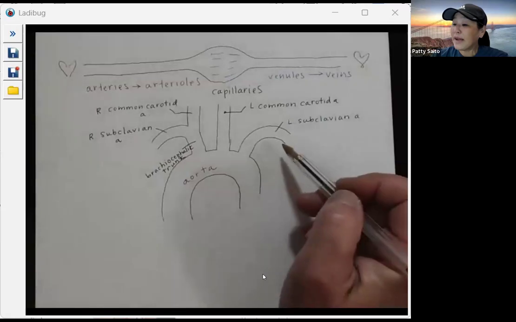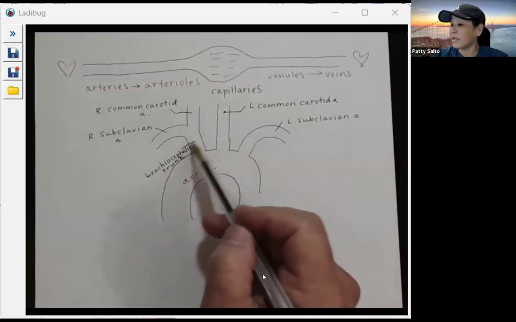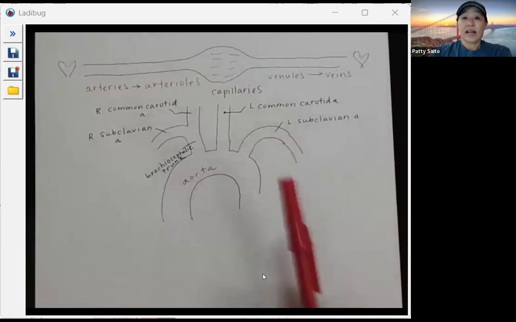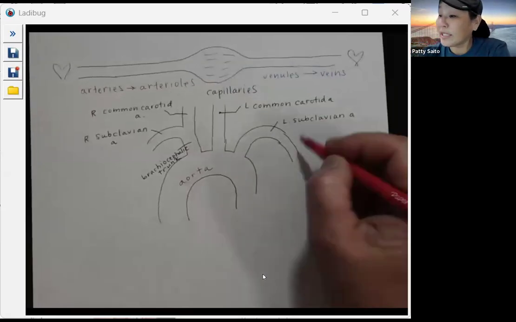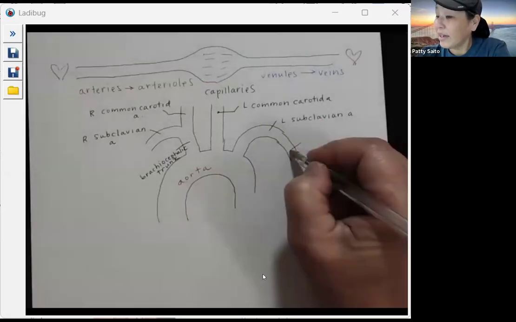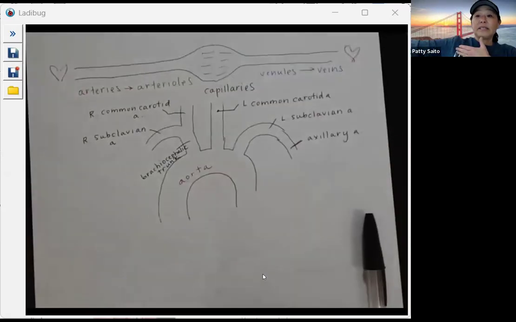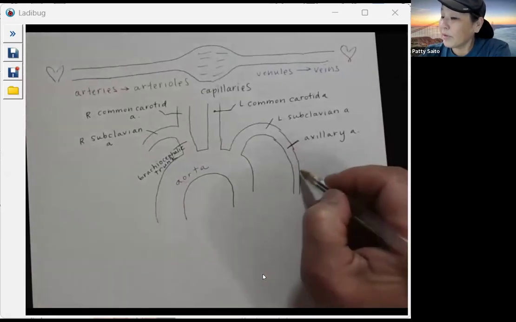Okay. What happens after this? Now, the right and left sides are very similar after this, but before it, it's different. So let's follow one side here. Next, the vessel is going to come under the clavicle and then go near the armpit. Okay. The armpit is the axilla. So we're going to call this the axillary artery. As it comes through the armpit and then to the arm, it becomes the brachial artery.